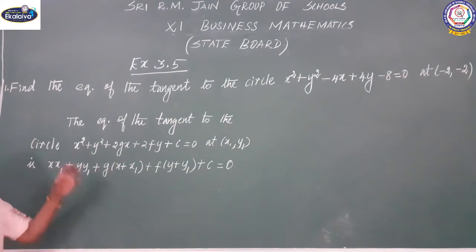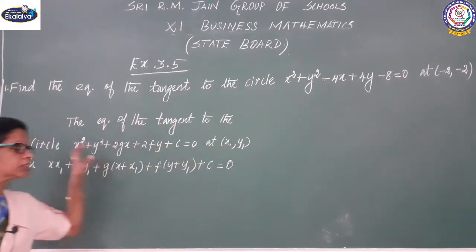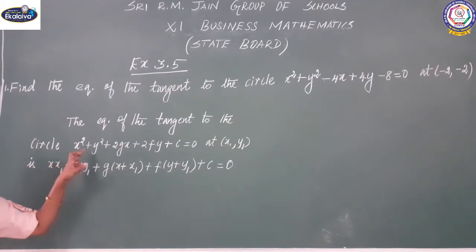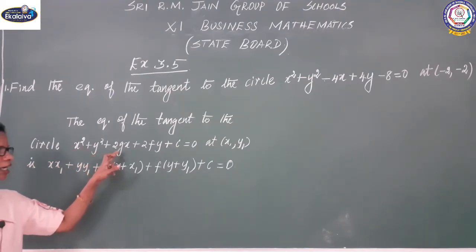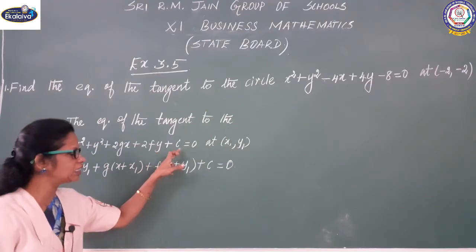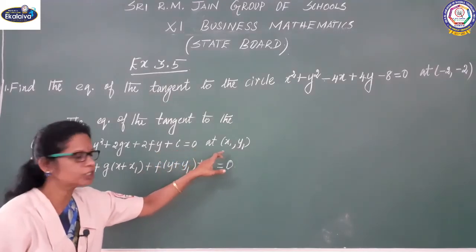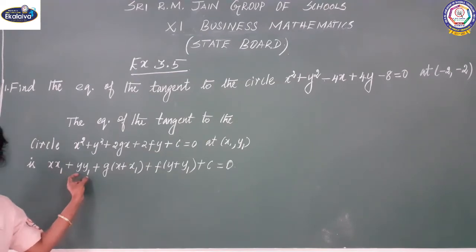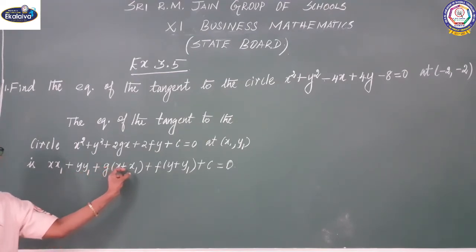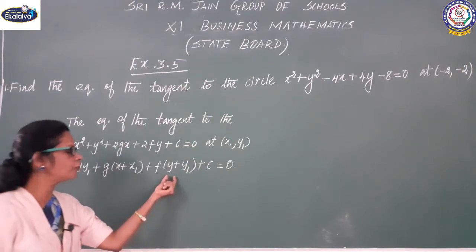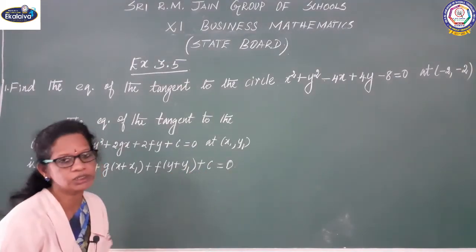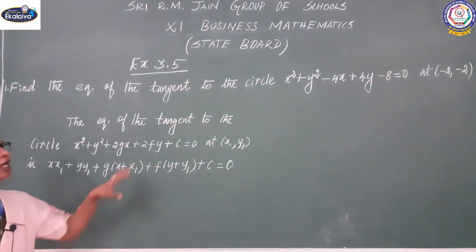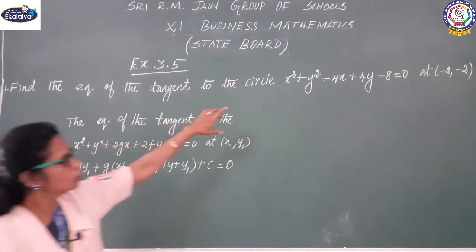0. Again I am going to repeat: the equation of the tangent to the circle x square plus y square plus 2gx plus 2fy plus c is equal to 0 at (x1, y1) is xx1 plus yy1 plus g into (x plus x1) plus f into (y plus y1) plus c is equal to 0. This is general. Now you should come to the question.